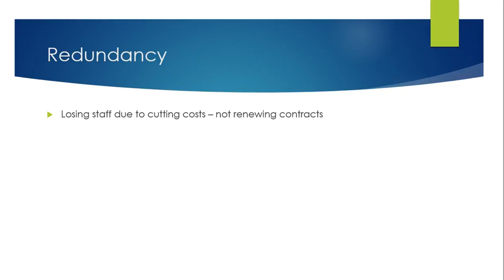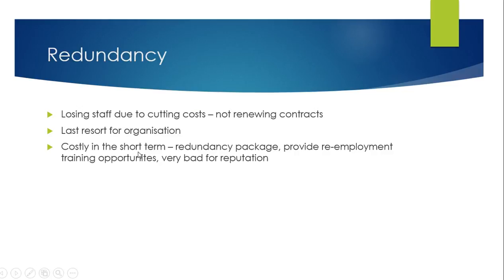Largely, it basically means that people's contracts aren't being renewed. It is a very difficult thing to manage, and very often it is the very last resort for an organisation. Now, in class, we've been talking about the Cadbury's issue and them closing down the factory and making 362 people redundant. This is not a light decision.